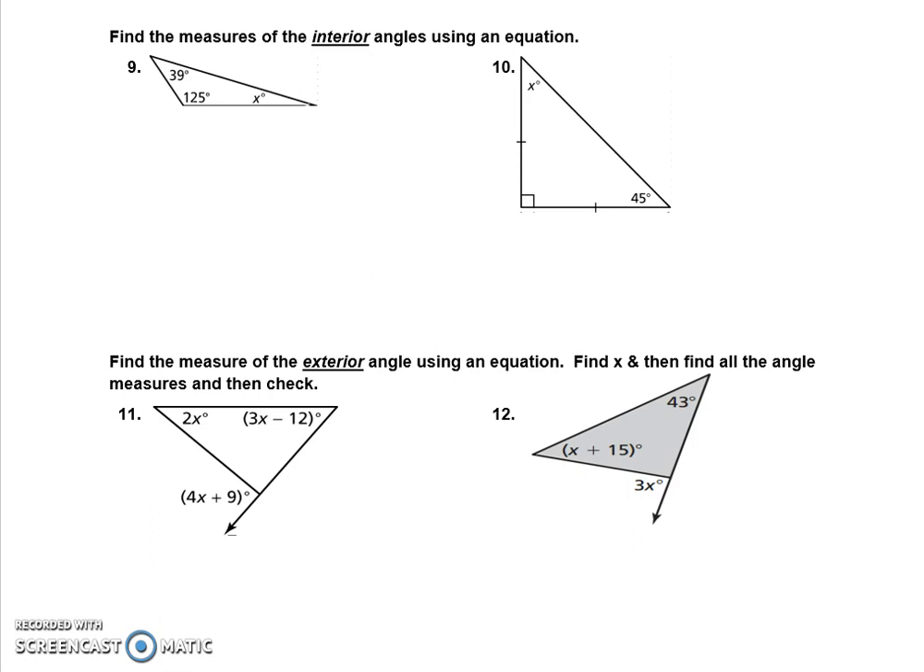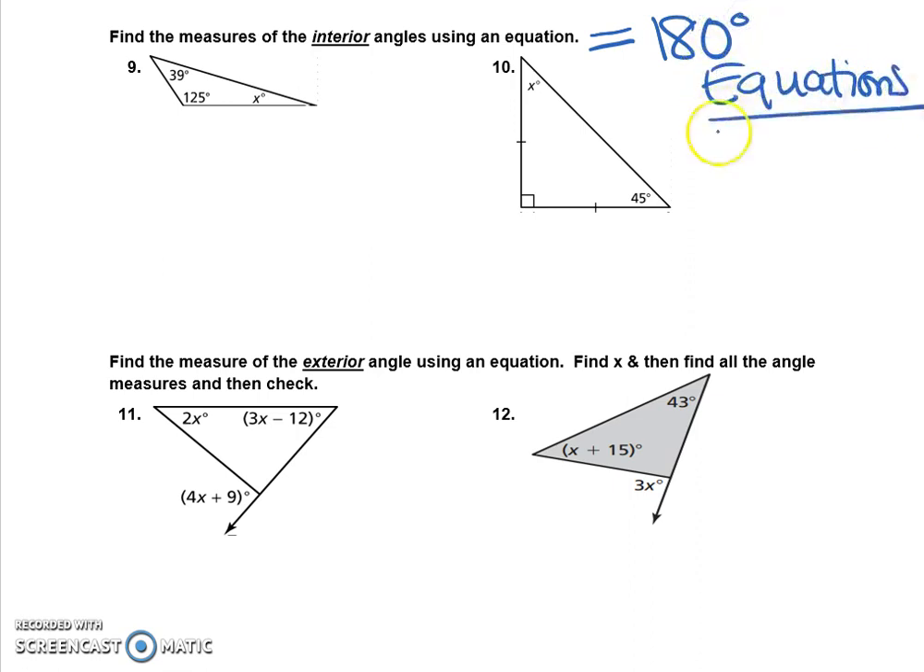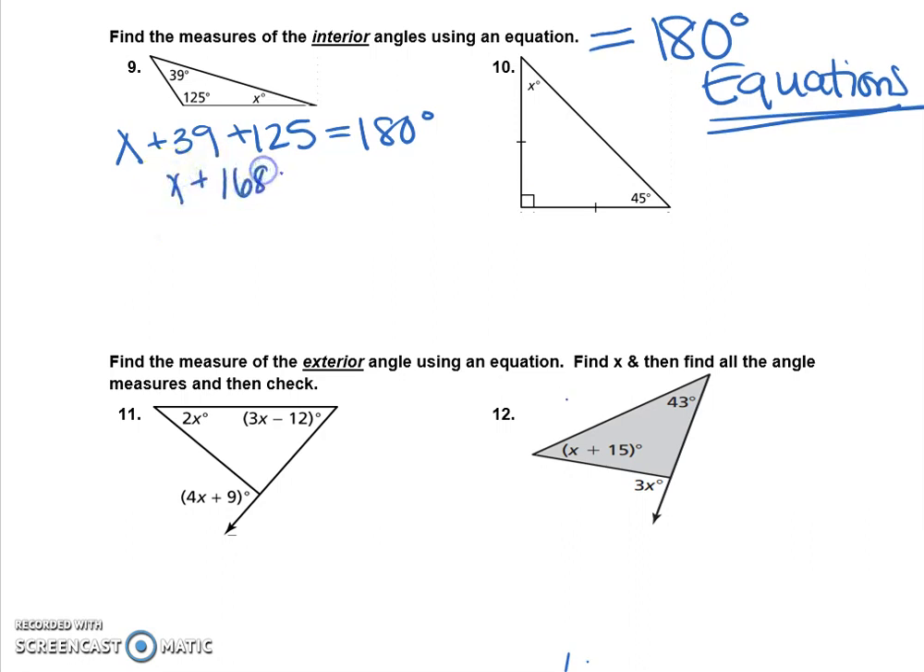Measure of the interior angles of a triangle. So this will always add up to 180 degrees. And you need to remember to write equations. Don't skip the equations. So this is x plus 39 plus 125 equals 180 degrees. When you add these two together, 168. So this is x plus 168 equals 180. Subtract 168 from both sides, and x is equal to 19 degrees.